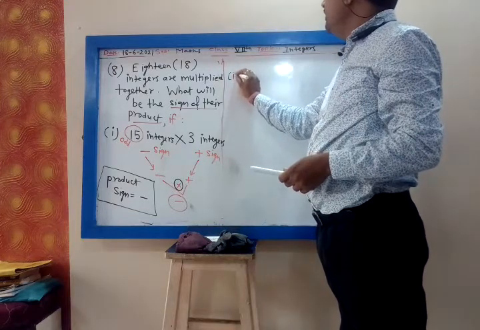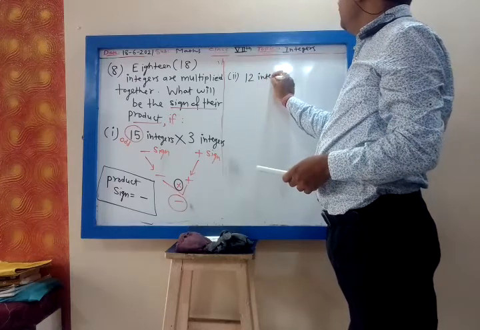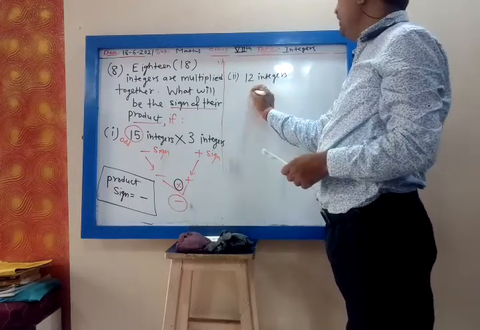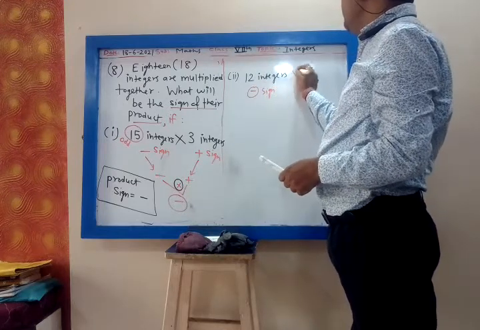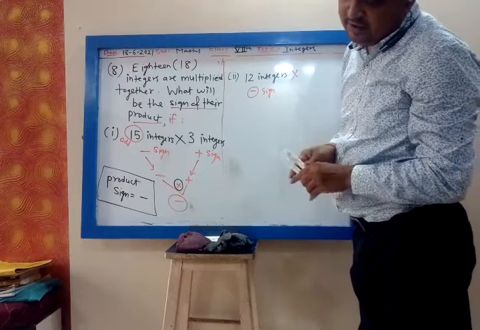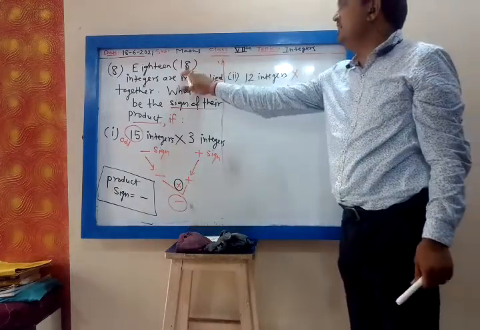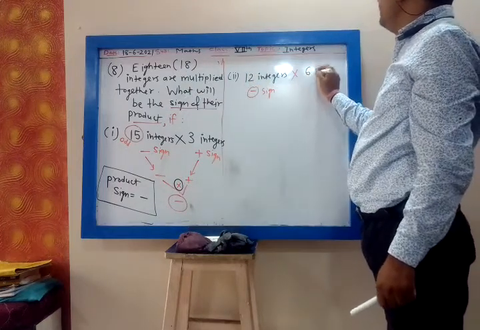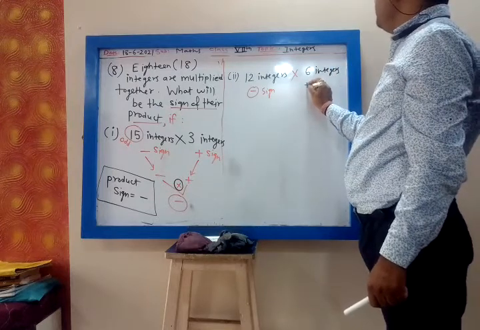Now second: 12 of them are negative. 12 integers have a minus sign. And how many are remaining? 6, because in total there are 18 integers. So 12 have a negative sign and the remaining 6 have a positive sign.